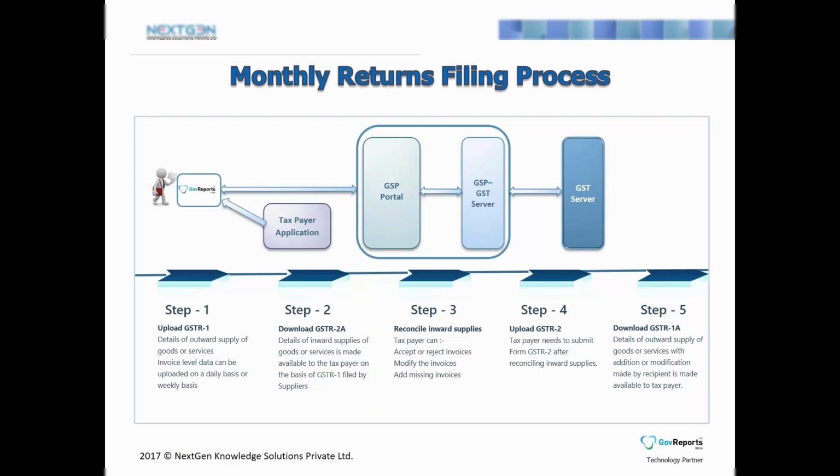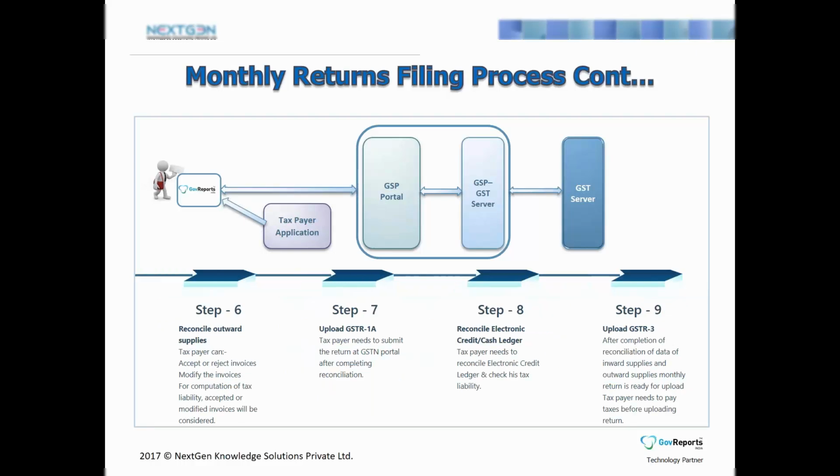They will match this data with their own record and they will submit GSTR 1A. So this GSTR 1A, the taxpayer needs to download and then make addition, modification or deletion. And once this is completed, then he can upload GSTR 1A to GST portal. So the data of purchase and sale after reconciliation has been uploaded at GST portal.